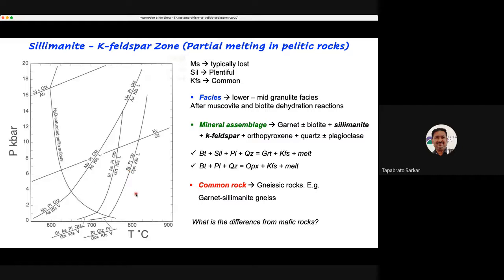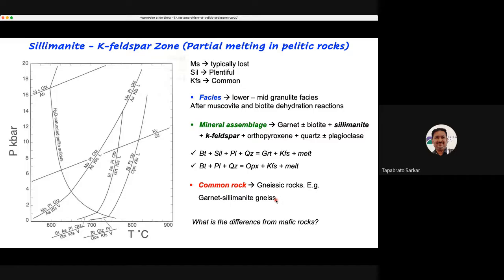Biotite is lost, so schistosity is lost. With the biotite dehydration reaction, the schistosity is completely lost. The rocks become dominant in sillimanite, K feldspar, garnet, and orthopyroxene. This is a gneissic rock, what we normally call a garnet sillimanite gneiss. What is the difference from the mafic rock?